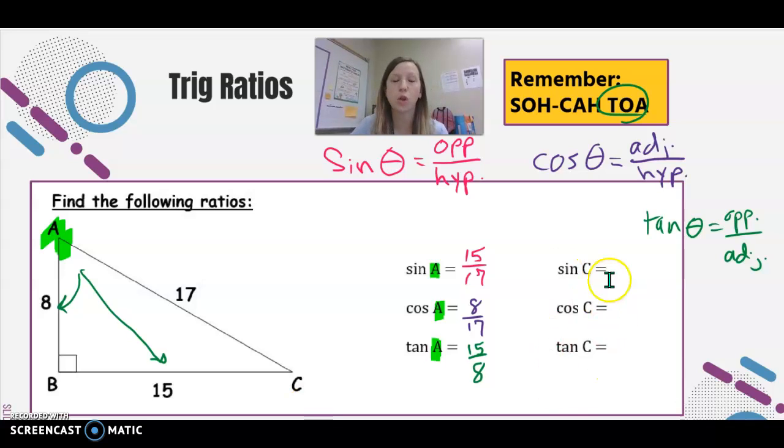So take a moment to try to do the same thing with angle C. Okay, so pause the video right here and try that on your own, and then check your answers.